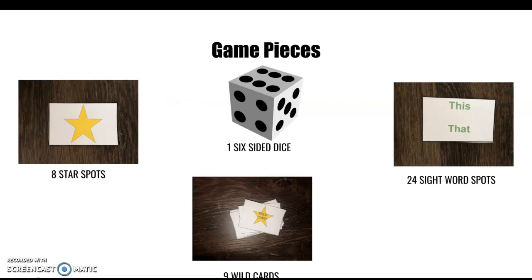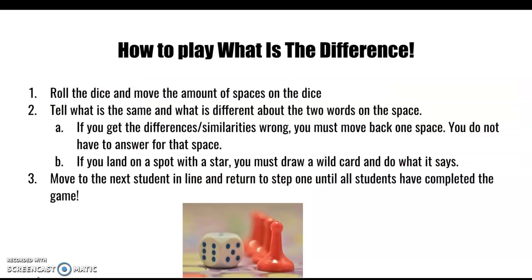So for this game, you'll need 1 6-sided dice, 8 star spots, 9 wild cards, and 24 sight word spots. So this is how you play What is the Difference?